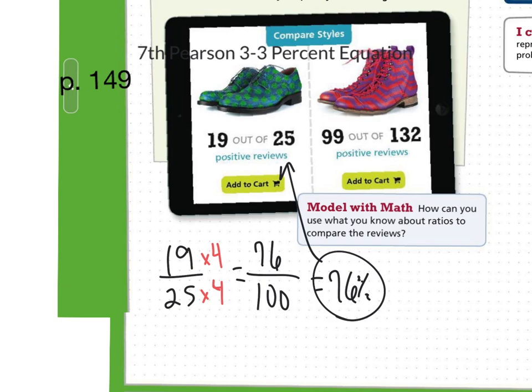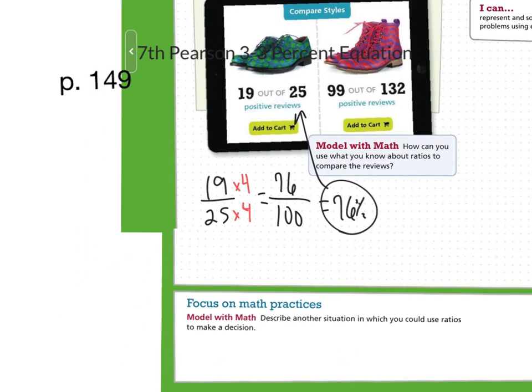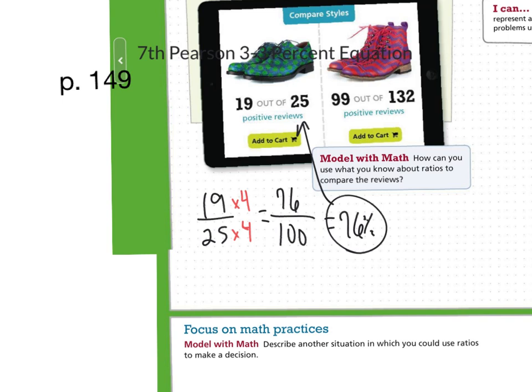The second pair of shoes, 99 out of 132. Those numbers aren't quite so nice to try to get that to be a number out of 100. One thing you can do, though, to find out what percent something is, you can just divide it out. So we could divide 99 by 132. And that actually comes out as 75 hundredths. That's a decimal. And then if you move the decimal 2 spots to the right, that would mean 75%.